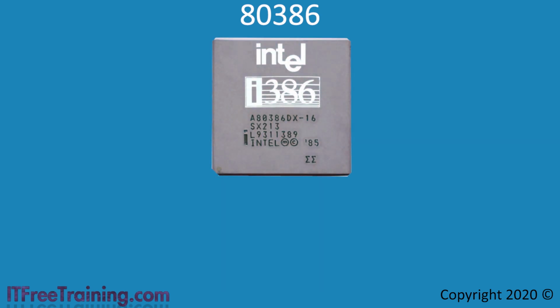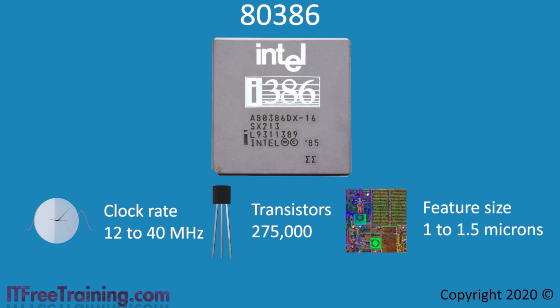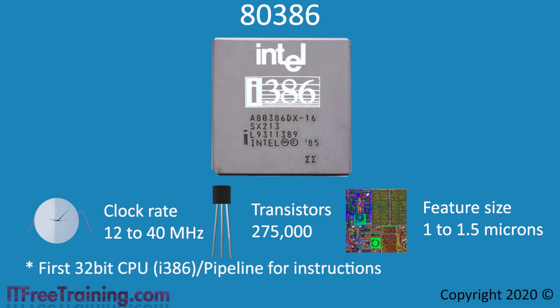The next CPU released was the 80386 in 1985, otherwise known as the 386. This CPU increased the clock speed to 12 to 40 MHz, the transistor count to 275,000, and the feature size, depending on the CPU, was either the same or reduced to 1 micron. This CPU is significant because it was the first CPU released that was 32-bit and used a pipeline for instructions. 32-bit is an extension of the previous instruction set called the x86 instruction set. This instruction set is often referred to as the I386 instruction set.